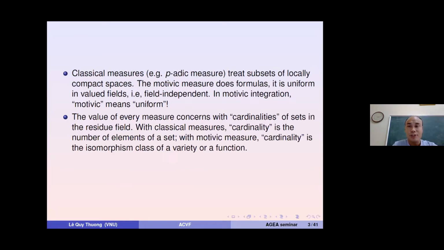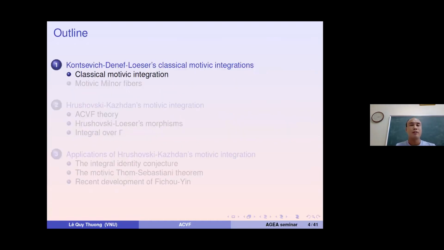The p-adic integration is of subsets of locally compact spaces and p-adic measures. It concentrates on formulas. It is uniform in valued fields. So in motivic integration, motivic means uniform, and we do it for every valued field. Now we start with Kontsevich and Denef–Loeser's classical motivic integration.